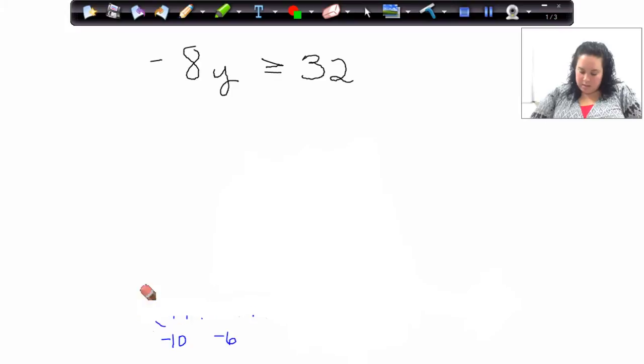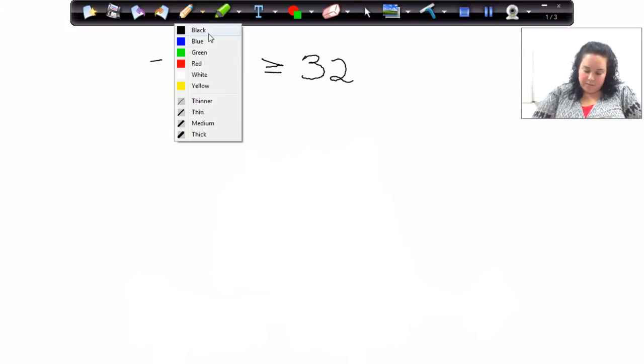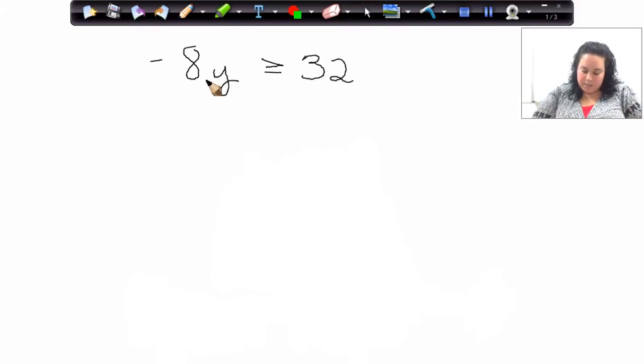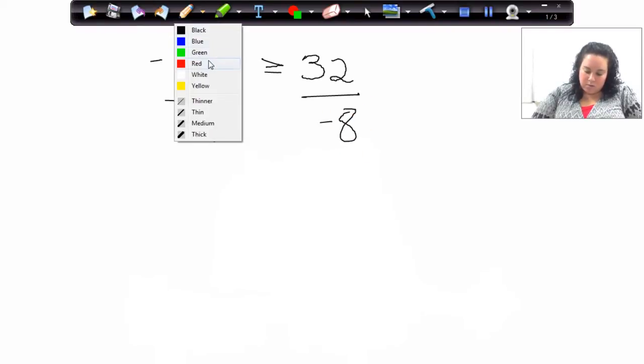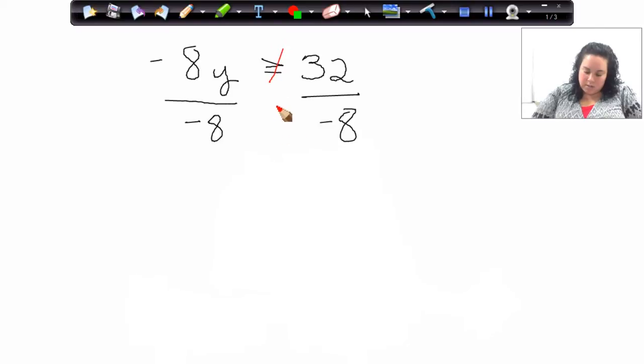Okay, let's do this problem. It should be straightforward. What do we need to do here to solve for y? We want to get y on a side by itself, divide both sides by -8, but as soon as you do that, you need to switch this around the other way, okay? Immediately, so you don't forget. So this is y is less than or equal to -4.